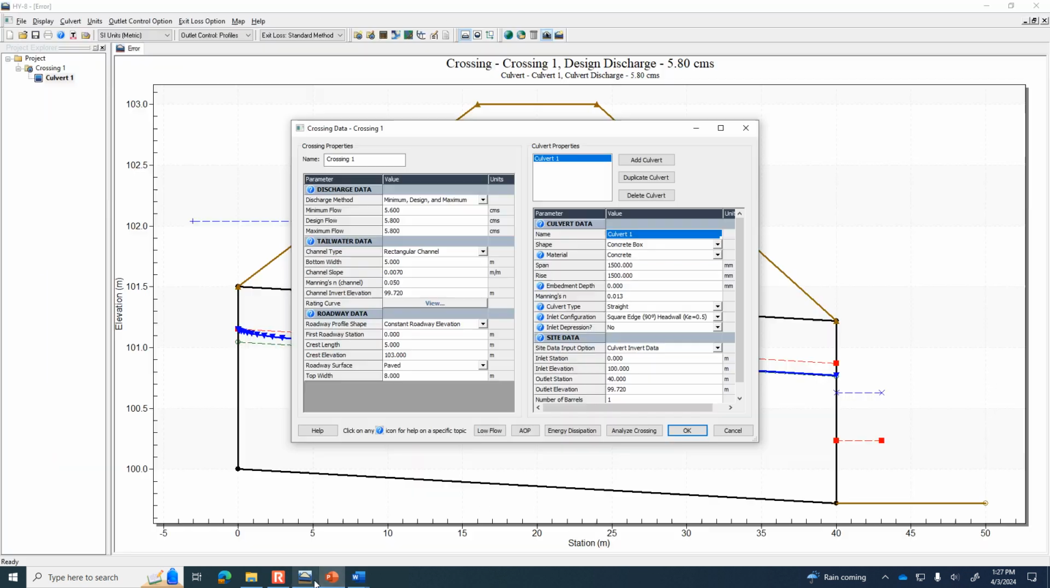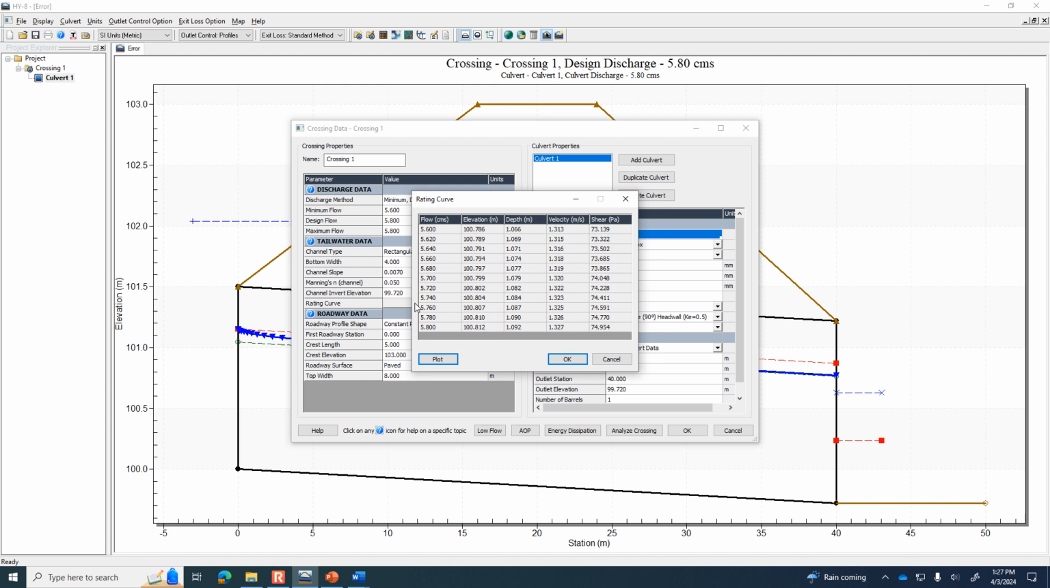All right, so how we would do that, this is actually a pretty simple process. 5 meters is too wide. What about 4 meters? We'll view. Okay, at 4 meters width and 5.68 cubic meters per second, now the depth in the tailwater is 1.07.